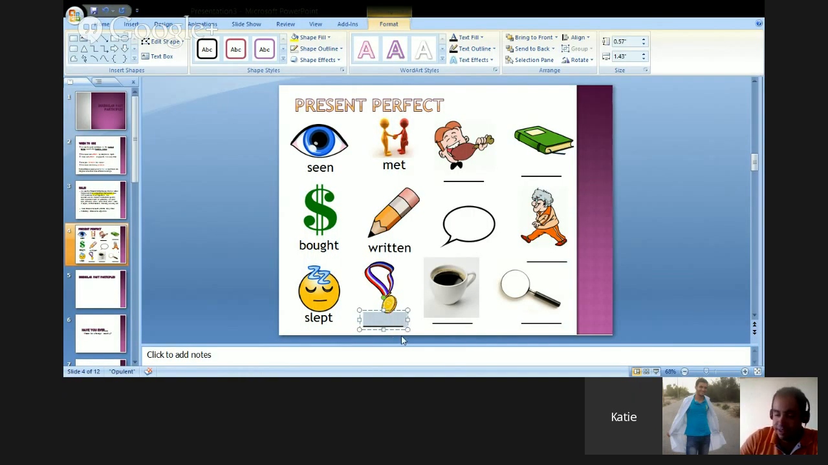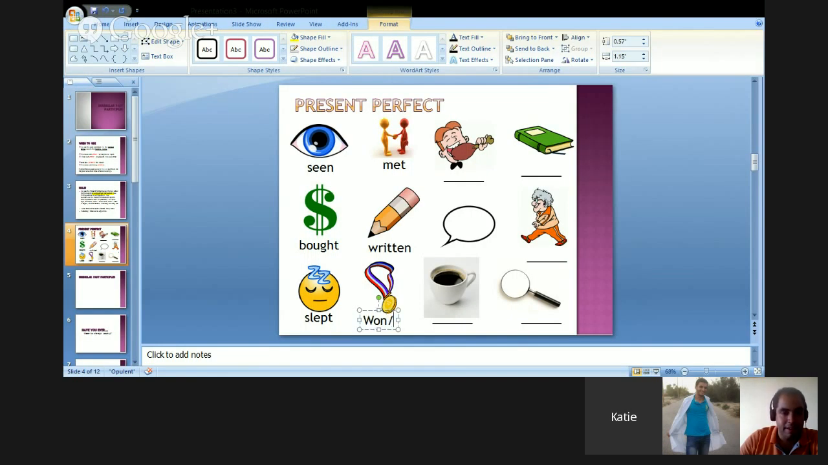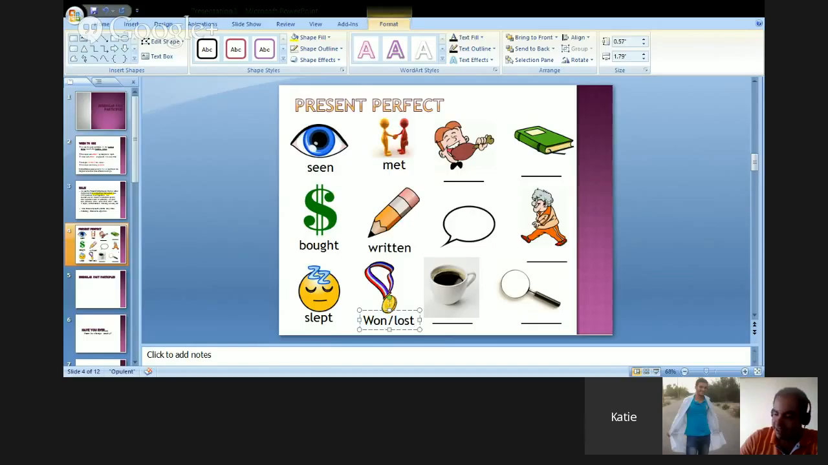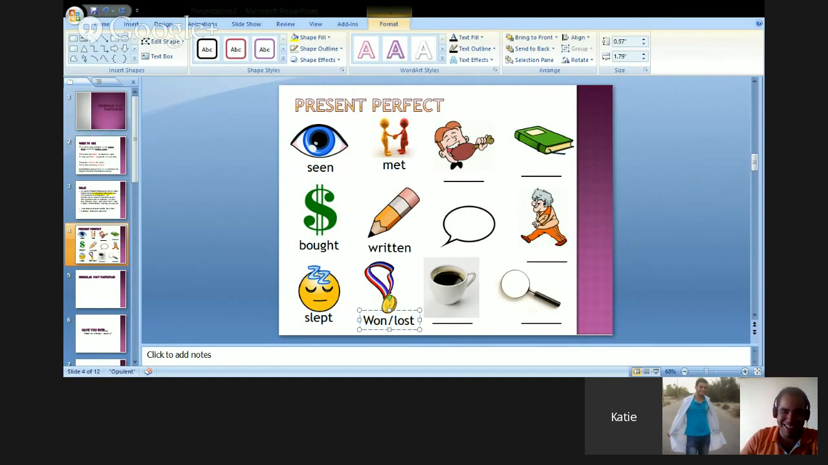And let's see. And this one down here, do you know what this one might be? That would be won. Right, won. And then the opposite of that, if you haven't won, you lost. Right, you've lost. So, for example, have you ever won a contest? Let me remember. I don't think I have. I've won one contest in elementary school for art, but other than that, I haven't.